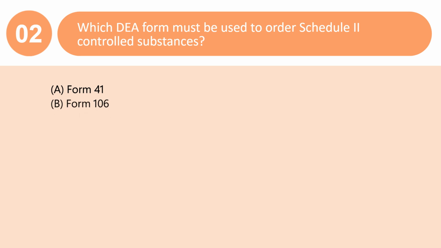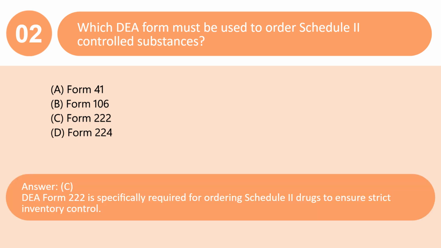Which DA form must be used to order Schedule II controlled substances? A. Form 41. B. Form 106. C. Form 222. D. Form 224. Answer, C. DA Form 222 is specifically required for ordering Schedule II drugs to ensure strict inventory control.